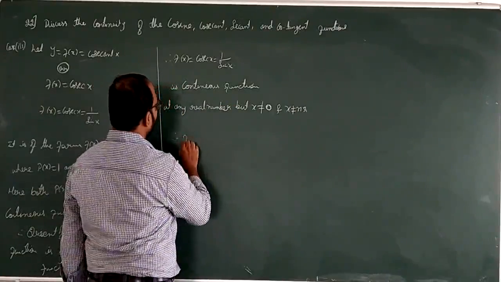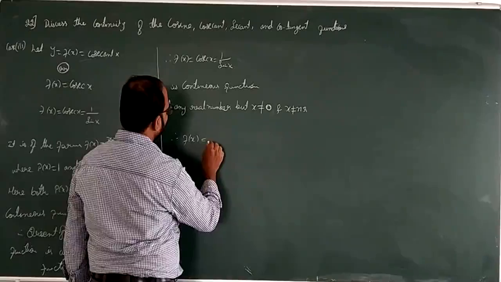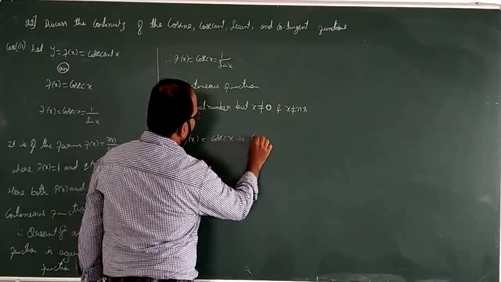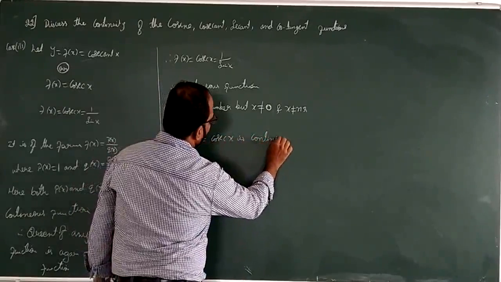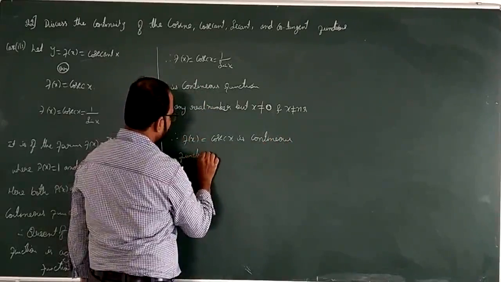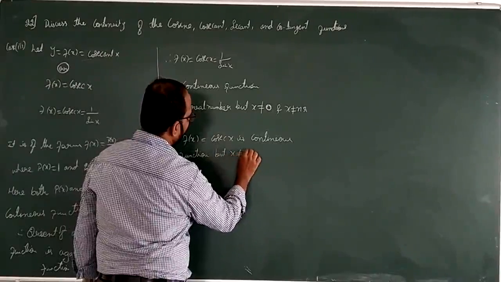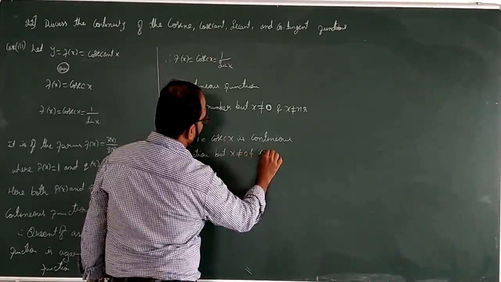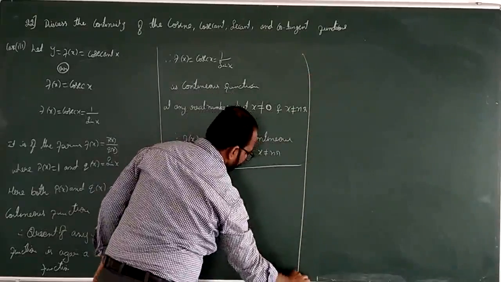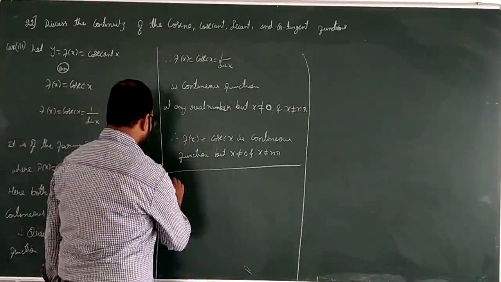Therefore f of x is equal to cosecant x is a continuous function but x is not equal to 0 and x is not equal to n pi. This is the solution for cosecant. Now cotangent, case 4.